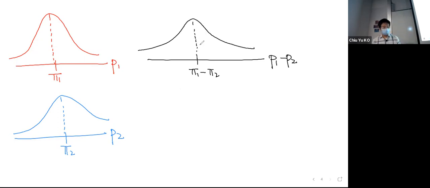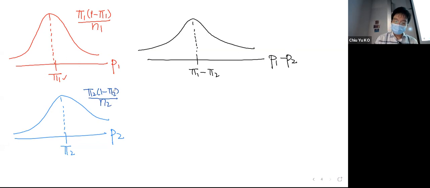Okay. The difference between two bells is still a bell. And one thing to recall is, this is a bell for a proportion. If we know this guy, we know the variance, right? Because the bell says the variance is like this. So this is what we have. And we also do the same for the second one, this is the variance. So if we know pi2, this is the variance, okay?